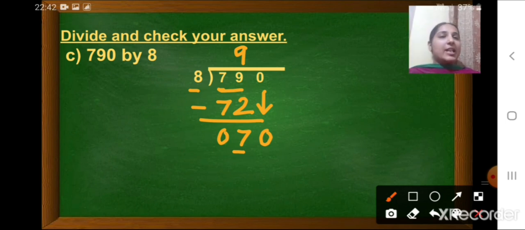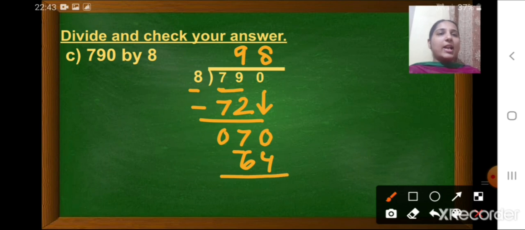8 eights are 64. 8 nines are 72, which will be more than 70. So how many times? 8 times. So 8 eights are 64.